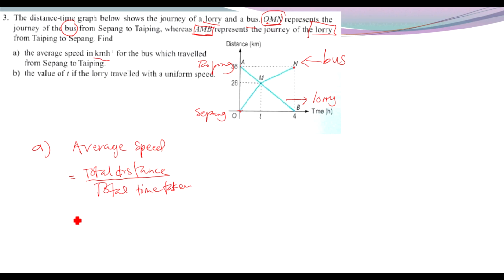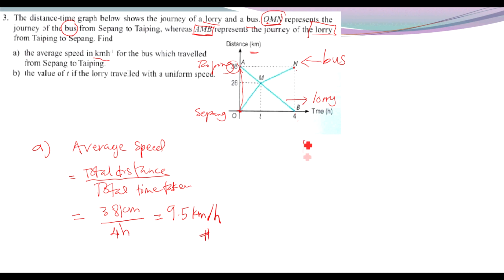Okay, jangan malas. Next, total distance is from here to here, that means 38 kilometer, over total time taken from here to here, which is 4 hours. So it equals 38 over 4, 9.5 kilometer per hour. This is the answer for question A.